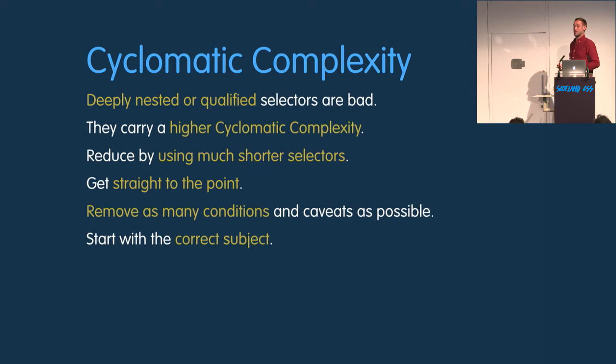Deeply nested or qualified selectors are bad news. These contribute to that higher cyclomatic complexity. Reduce these by using much shorter selectors. And when I say short, I don't mean the number of bytes, I just mean the number of component parts, so the amount of nesting or qualifying. And just try and start with the correct subject.